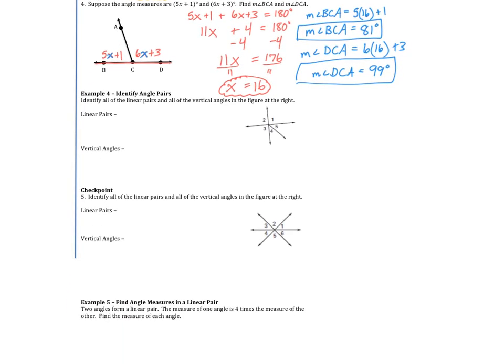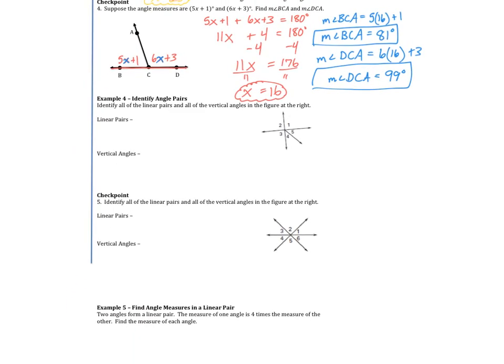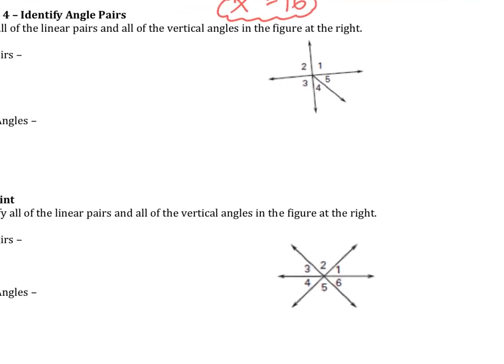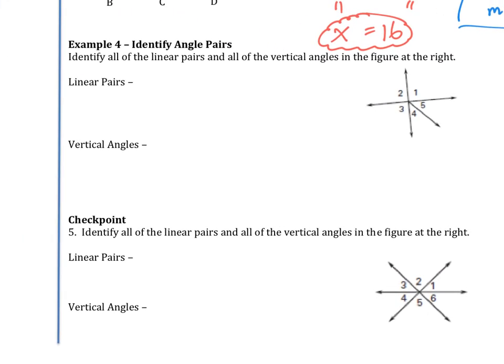And we have a couple examples, and that's going to be it for the day. So example 4, identify all the linear pairs and all of the vertical angles. So the linear pairs are all the ones that form a line. So we can start by highlighting a line. So there's a line right here. So which two angles form that line?